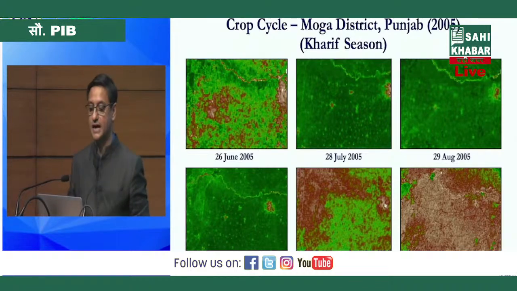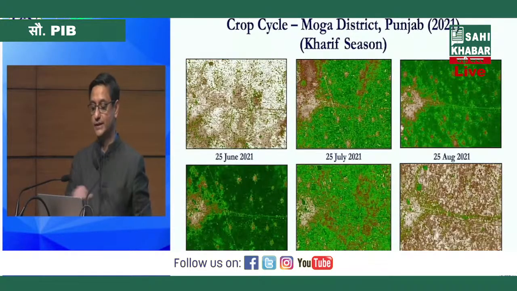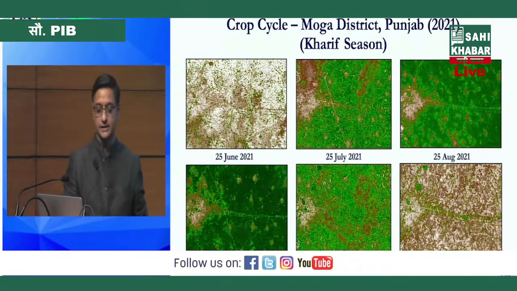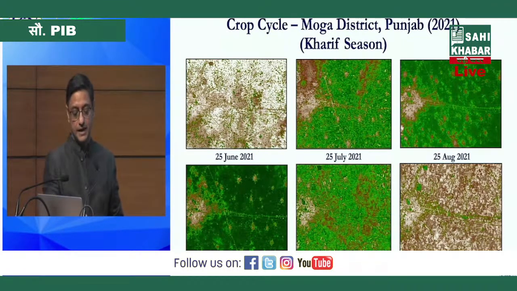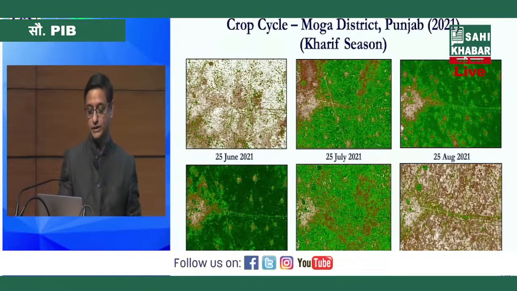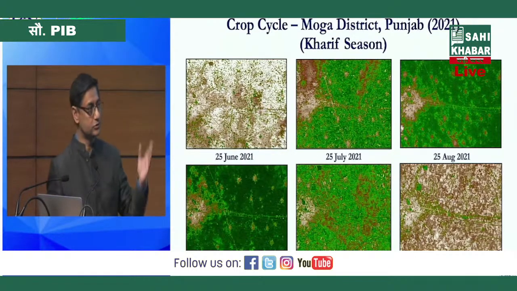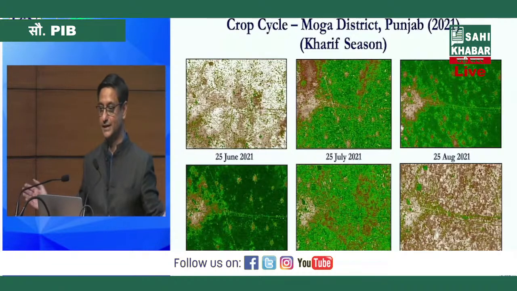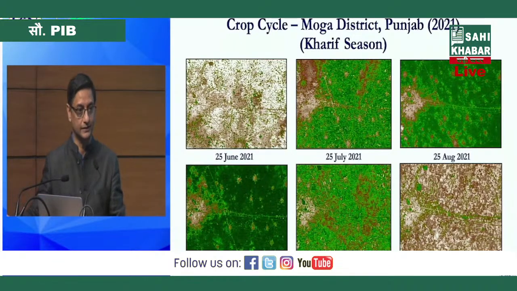Now look at how it is now. This is for the 2021 cycle, and you can see what has happened. End of June, it's still completely empty. And it's only in July that it gets going, but it's still not fully going. But at the other end, on the 5th of November, you still have to reach completely cleared fields because you have to start the Rabi sowing.